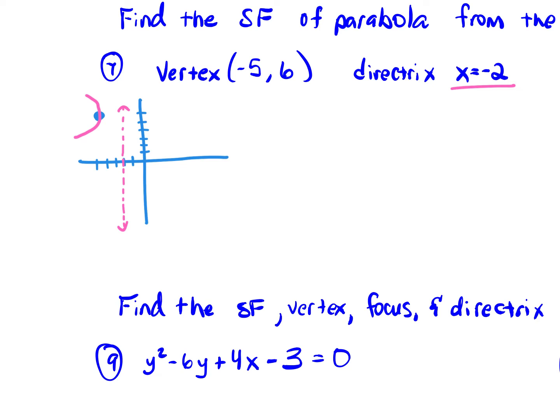So if my parabola opens to the left, is it going to be an x squared or a y squared? Y is going to be squared. So the formula I'm going to use is y minus k squared is equal to 4p times x minus h. And I know it's the y squared one because it opens left. So if it opens left or right, it's going to be the y squared.